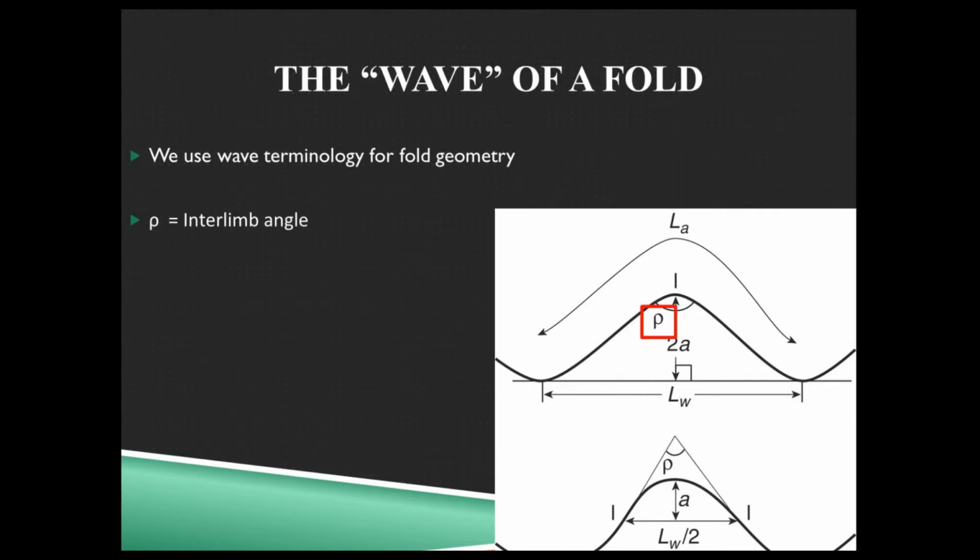Now, within the bends of the fold, we can use the same terminology that we use for waves. Waveforms in physics, waveforms in mathematics, the same terminology. So here we use the symbol rho, looks kind of like a lowercase p, and this is the interlimb angle. So it's the angle between the two limbs. So in this case it looks to be approximately 120 degrees.